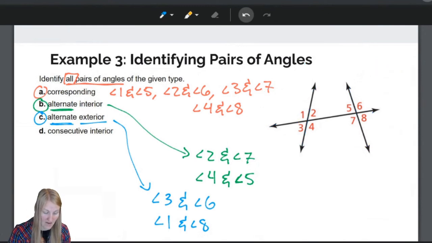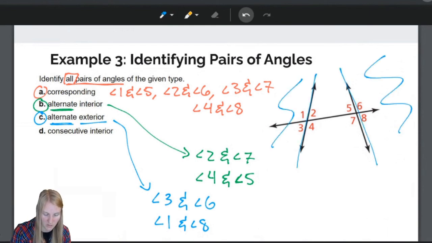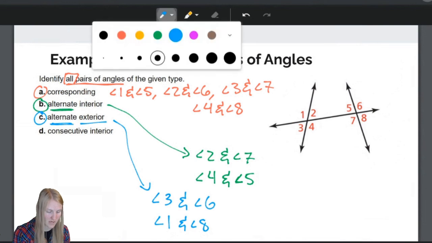Okay. And we know that we're done because there are no more angles on the outside. We had 1, 3, 6, 8, and we used all of those. So, we know we're ready to move on to the next one.